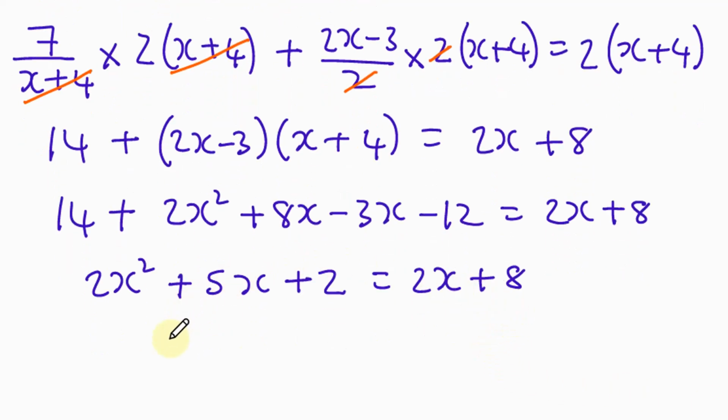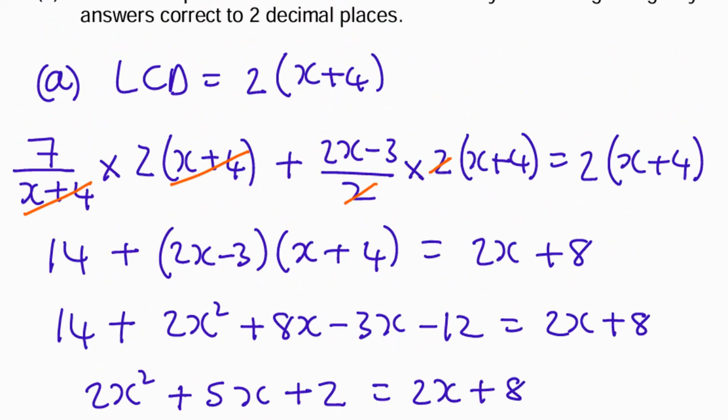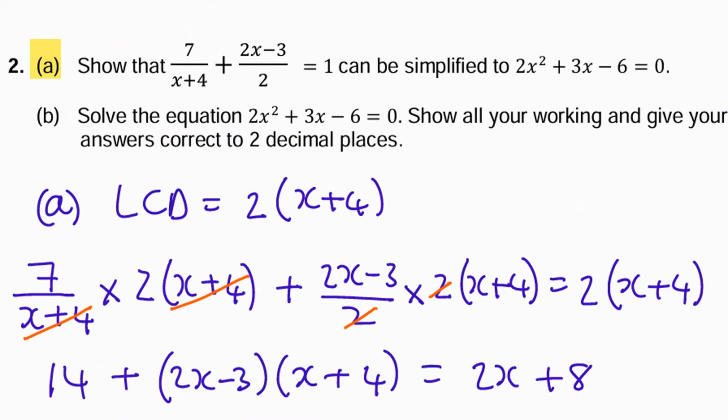We can bring all our terms to the left-hand side. So 5x minus 2x is 3x. And 2 minus 8 will give us negative 6. So now we have answered the first part of the question. So we've shown that this equation can be simplified to this quadratic equation.